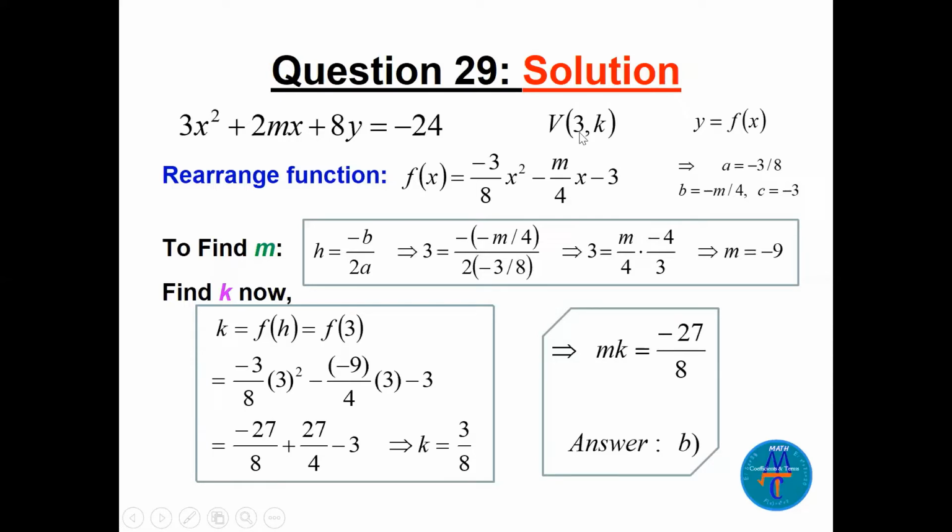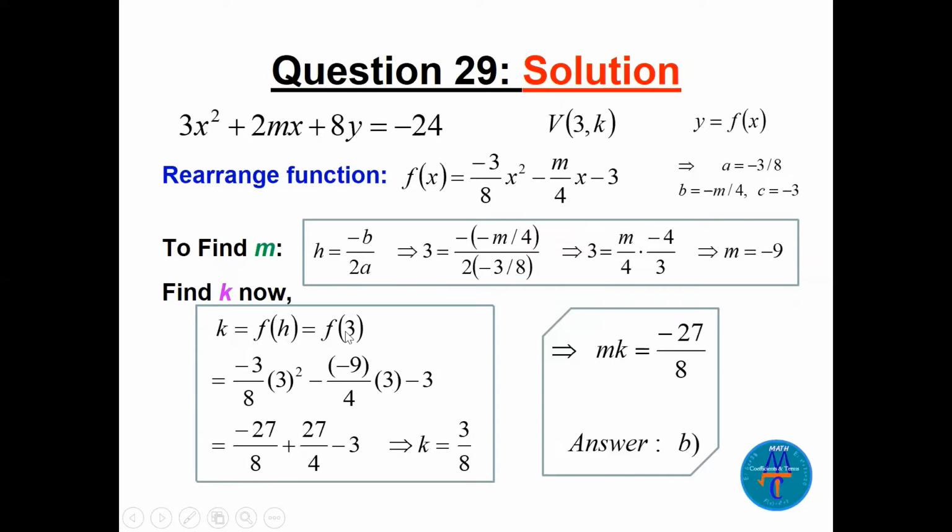And we know from the vertex that h is 3. So I put 3 equals minus b over 2a, and I find m to be minus 9. So I need k. Now k will be f of h, f of 3.